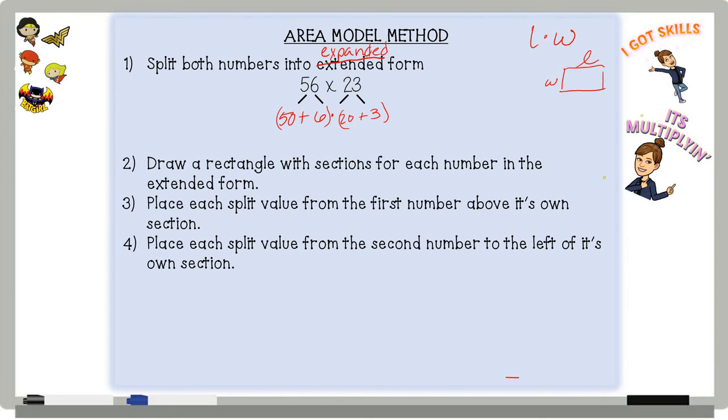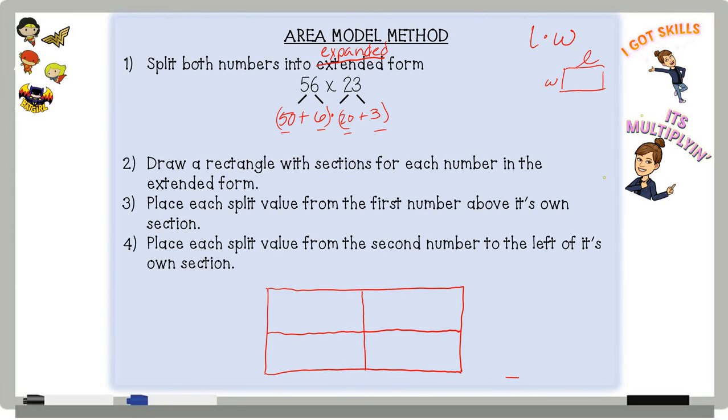Then what we're going to do is we're going to draw a rectangle with sections for each number in the expanded form. So what this means is I am going to draw, now you should have this already in your notes for you. So here's a rectangle. I have 1, 2, 3, 4 different parts of my expanded form. So I'm going to split this rectangle into 4 parts. So now my next step is to look at each of these as like a length and a width. So here's a length and here's a width, and here's a length and here's a width.